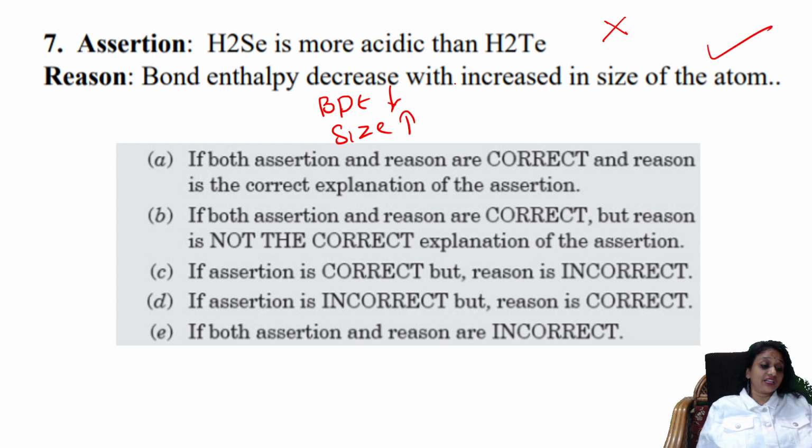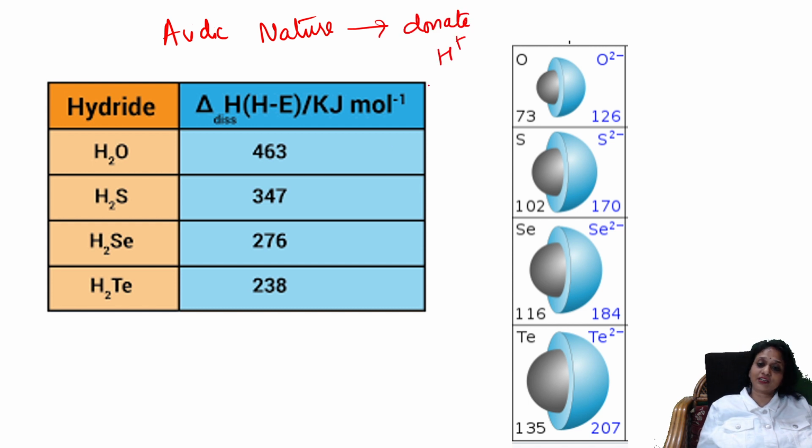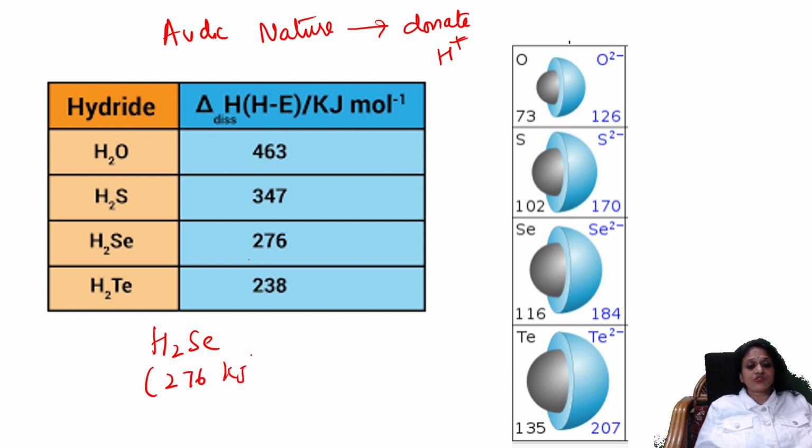H2Se is more acidic than H2Te, they said. Now, first of all, see, students. Acidic nature means ability to donate a proton, ability to donate H plus ions. Correct. Now observe carefully. In the case of H2Se, the bond dissociation energy is 276 kilojoules per mole.